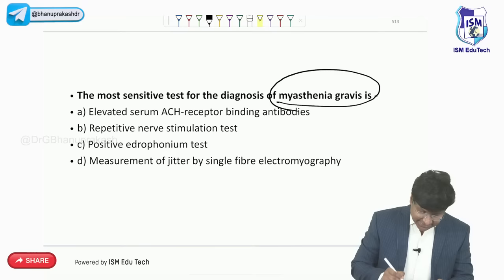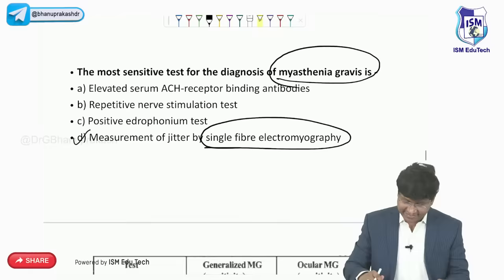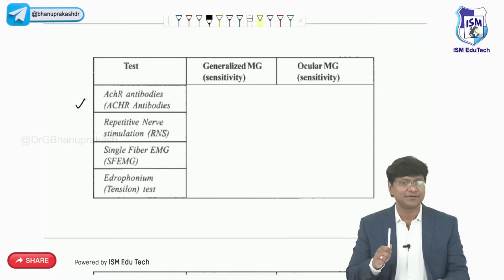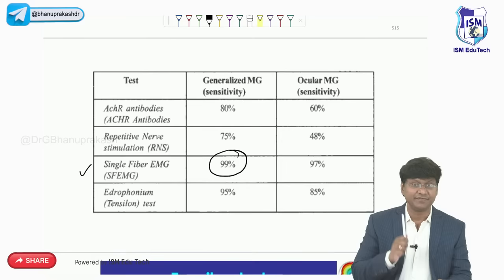Right. So no, it is not the antibody. It is the single fiber electromyography. That is the investigation of choice. Because if you take the investigations, these are the four investigations: antibodies, repetitive nerve stimulation, single fiber electromyography, and edrophonium test. But among all these, the sensitivity is highest for single fiber electromyography.